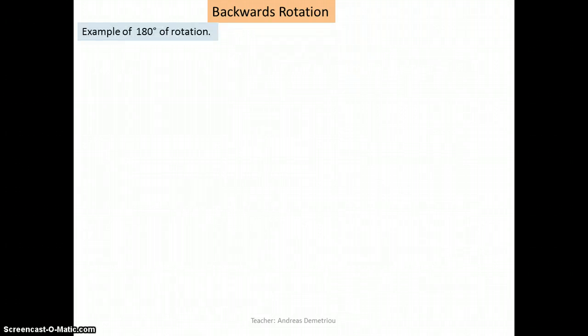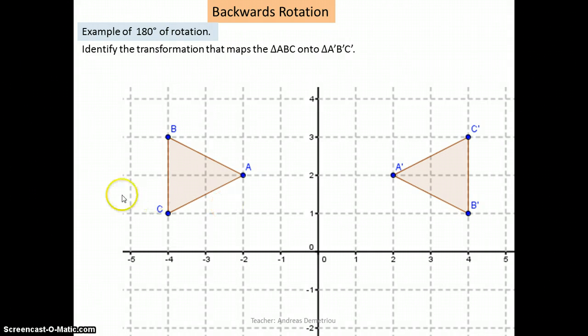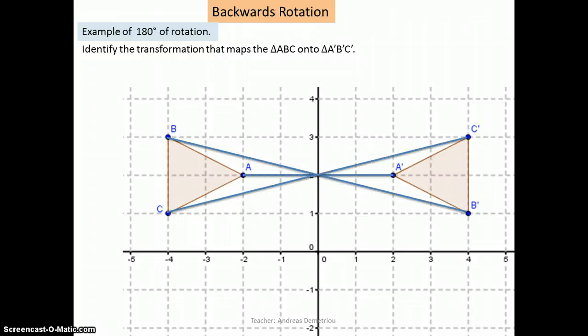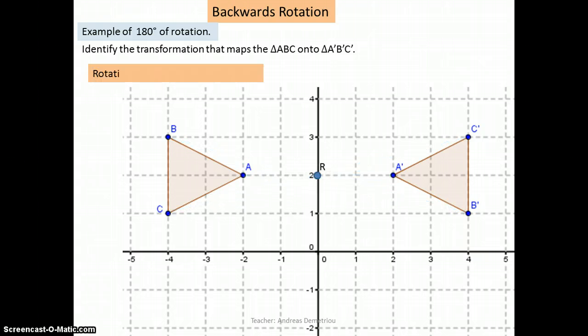One example of 180 degrees rotation: we need to identify the transformation that maps the triangle ABC onto the triangle A prime B prime C prime. Don't confuse this one, that's a reflection. We can see that it's not a reflection because if we join the corresponding points, then we see that the lines are not parallel. And in this case, all the lines intersect at a single point, therefore this is a rotation of 180 degrees from the point 0, 2.